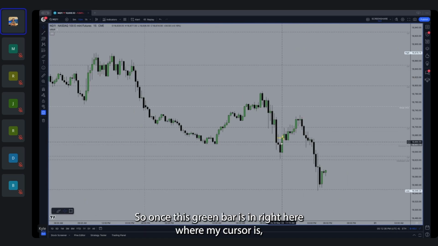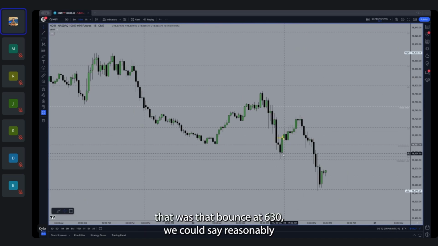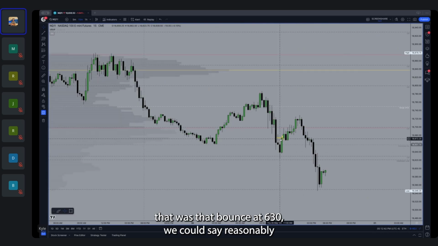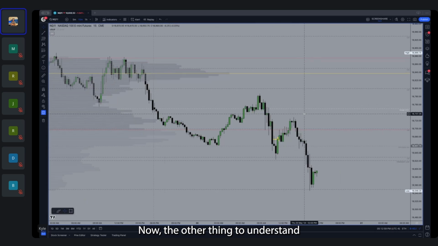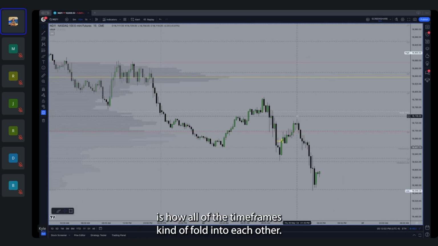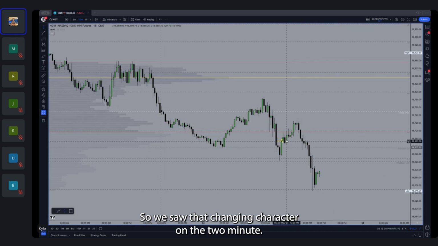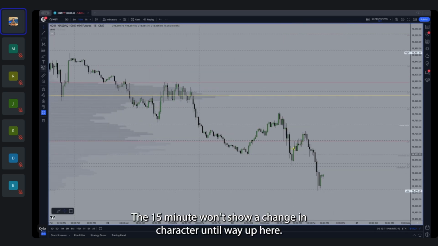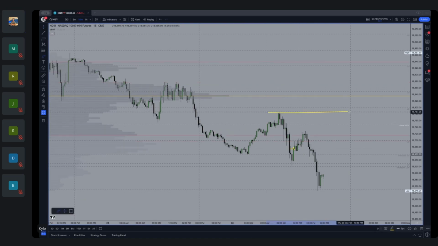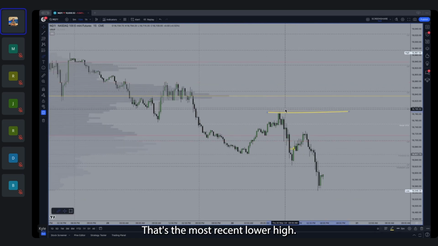So once this green bar is in, right here where my cursor is, that was that bounce at 630, we could say reasonably that there's a reversal underway for, at the very least, the next 15 minutes, maybe 30, maybe 45, and I'm just taking it bar by bar at that time. Now, the other thing to understand is how all of the time frames fold into each other. So we saw that change in character on the 2-minute. The 15-minute won't show a change in character until way up here. Way up there. That's the most recent lower high.